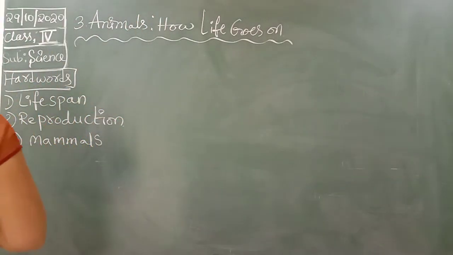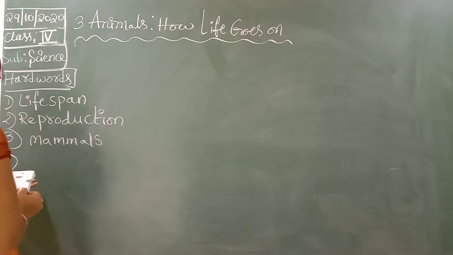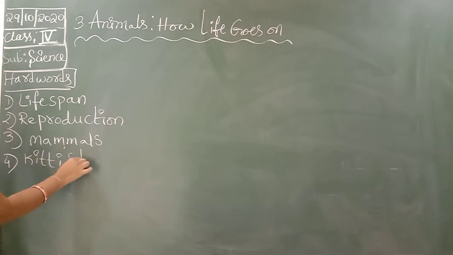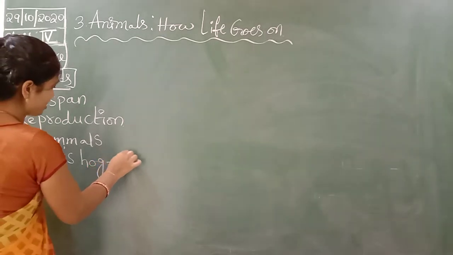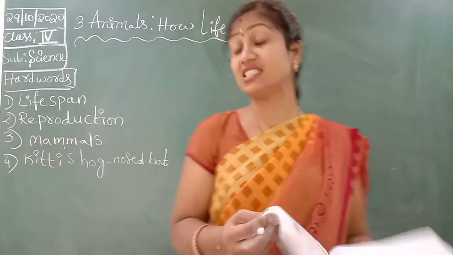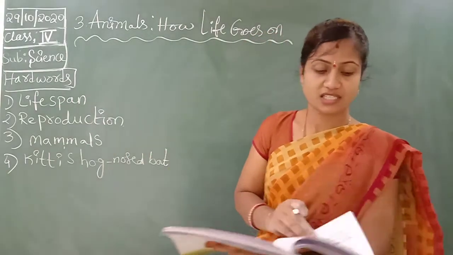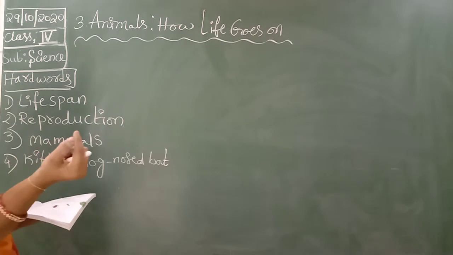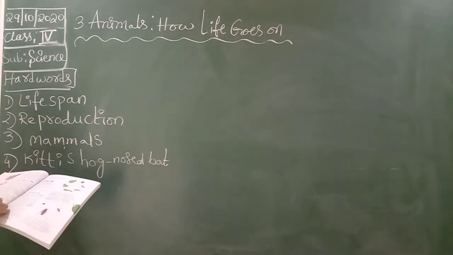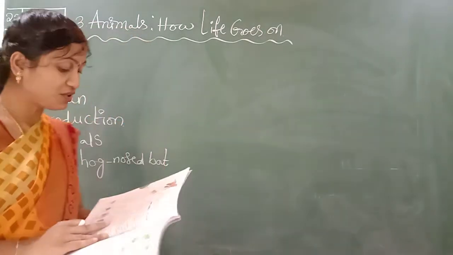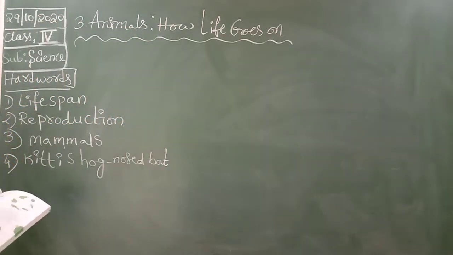So next, Kitty's hog-nosed bat. The smallest living mammal. This is the smallest living mammal, very small. One inch long only and weighs about 2 grams only.